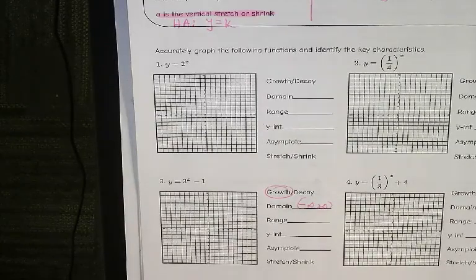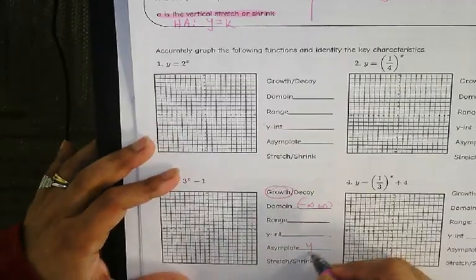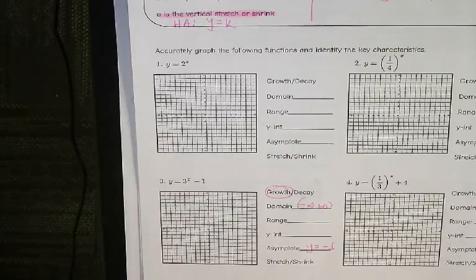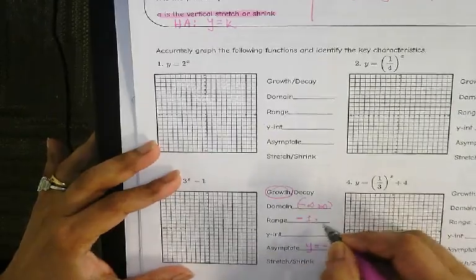Do we have any vertical shift? Going up or down? Yes. Where are we going? We are going down 1. So the horizontal asymptote is going to be y equal to -1. Whatever is your vertical shift, that's going to be your horizontal asymptote. The range is going to be starting from the horizontal asymptote going up. If it is increasing, it's going to go up. Okay, so the range is going to be from -1 up to infinity.